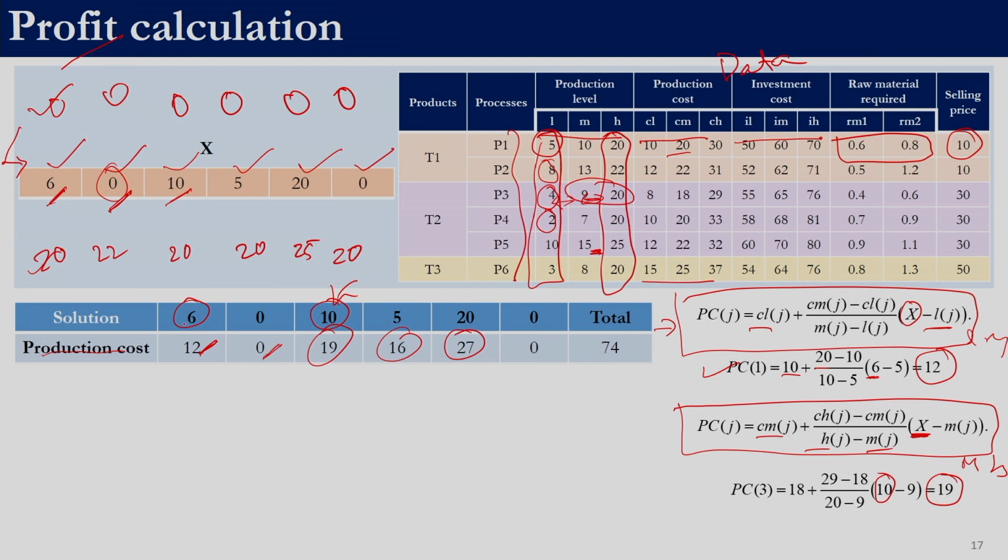So, we have shown you for process 1 and process 3, you can calculate for process 4 and process 5. For process 2 and process 6 the production cost is 0. So, the summation of all this comes out to be 74. So, that is the total production cost. So, if we decide to produce 6 units from process 1, 10 units from process 3, 5 units from process 4 and 20 units from process 5, the total production cost is 74.